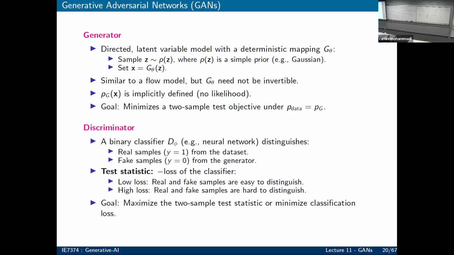like probability over Z. It's just implicit. And our goal is to minimize some sort of separation between real data and generated data. But instead of using the two-sample tests, we're actually using a neural network, which is the discriminator. The discriminator is a binary classifier that does real versus fake. The test statistic is the result of that discriminator. If you have a low loss, that means real and fake are easy to distinguish. If you have a high loss, that means real and fake are hard to distinguish from each other, okay?